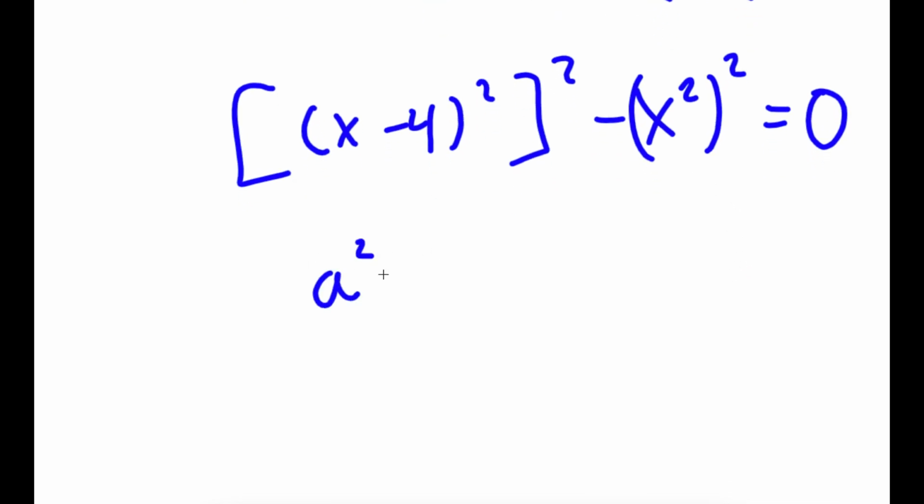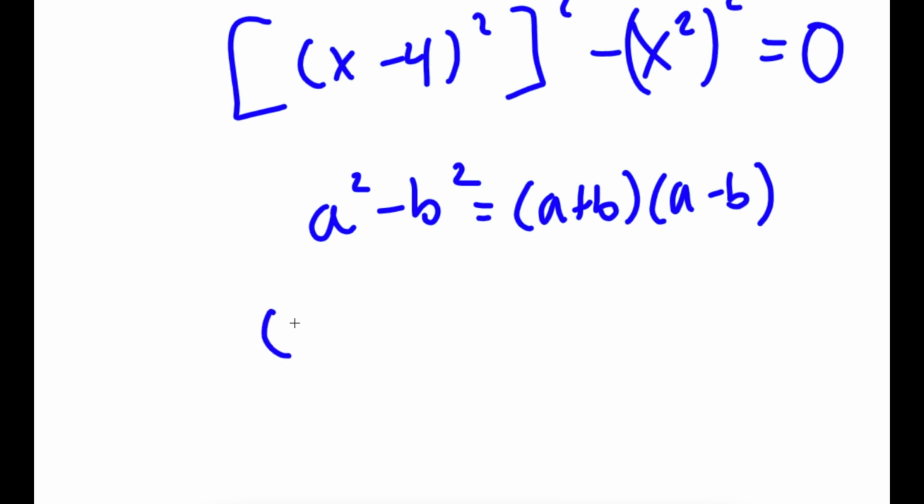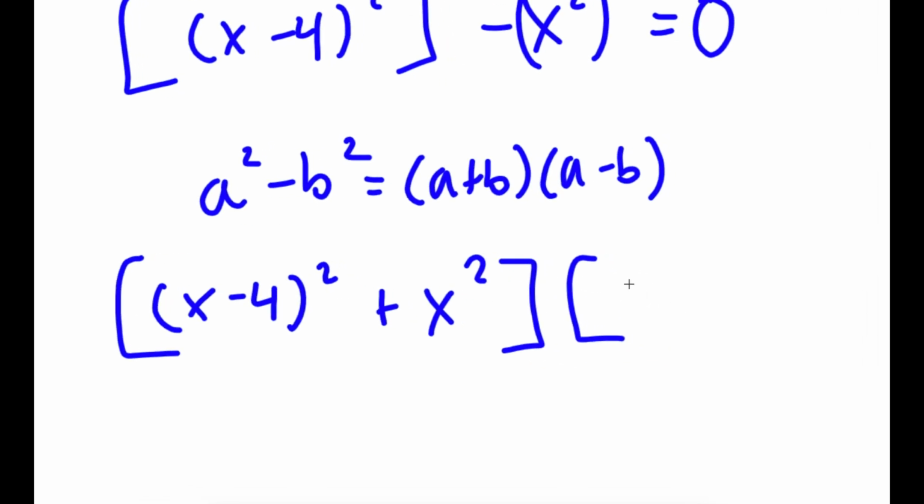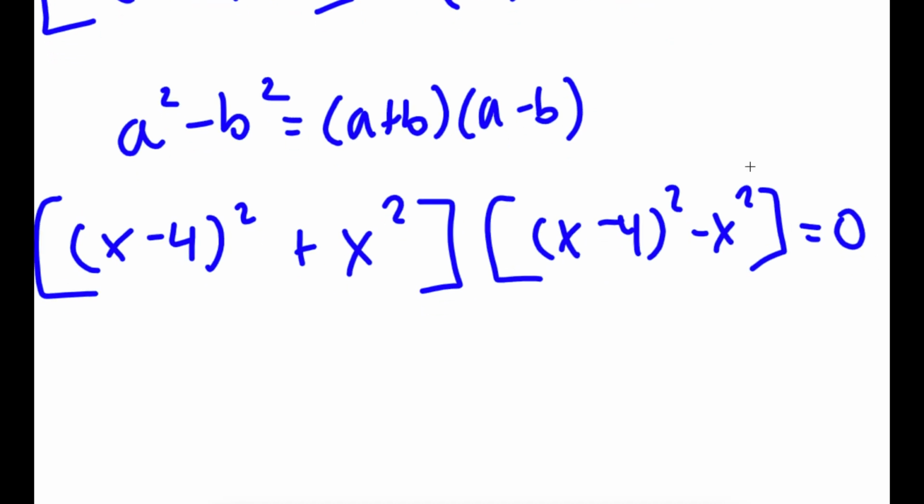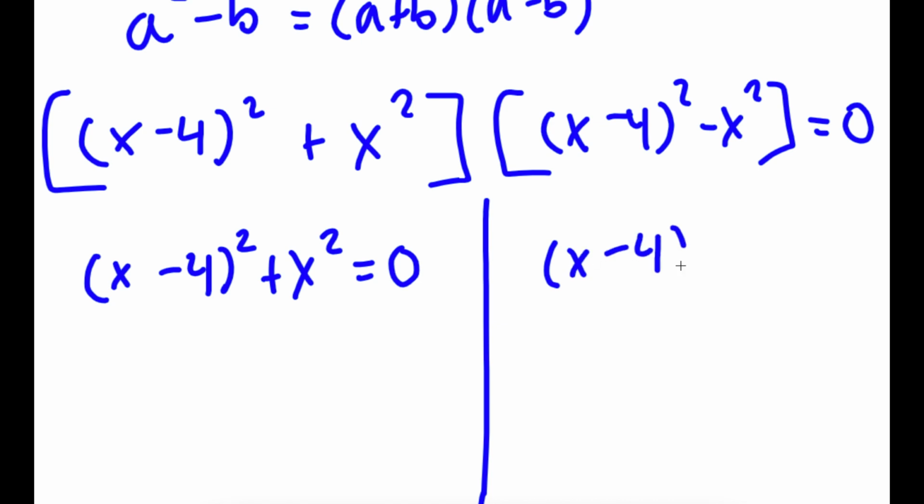Now, if I have something in the form a squared minus b squared, this is equal to a plus b times a minus b. So in this case, this is going to equal x minus 4 squared plus x squared times x minus 4 squared minus x squared, and this is equal to 0. So now this gives me two equations. I have x minus 4 squared plus x squared is equal to 0, and now I have x minus 4 squared minus x squared is equal to 0.